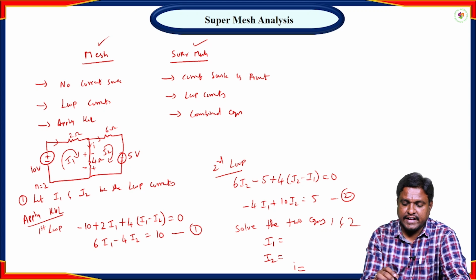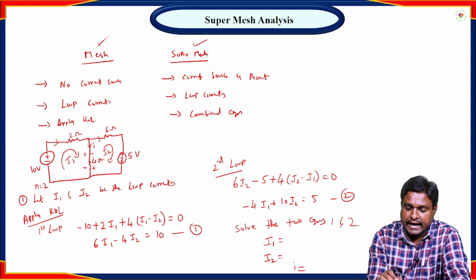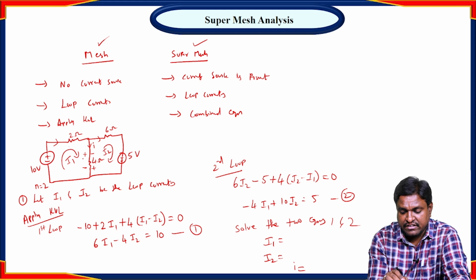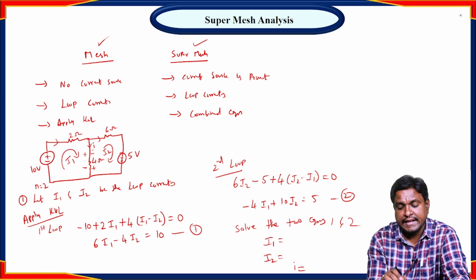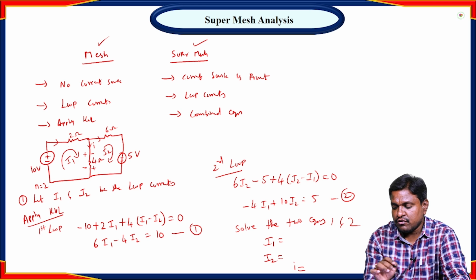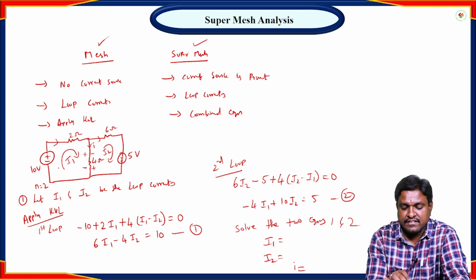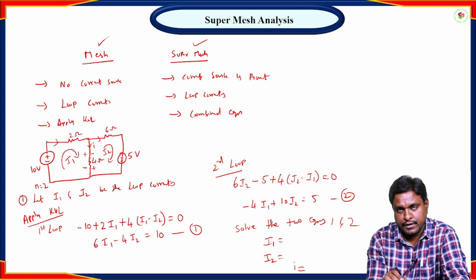Here we can see that the loop current I2 is in the opposite direction with respect to the current I, whereas I1 is in the same direction with respect to the branch current I. So I1 is in the same direction whereas I2 is in the opposite direction.